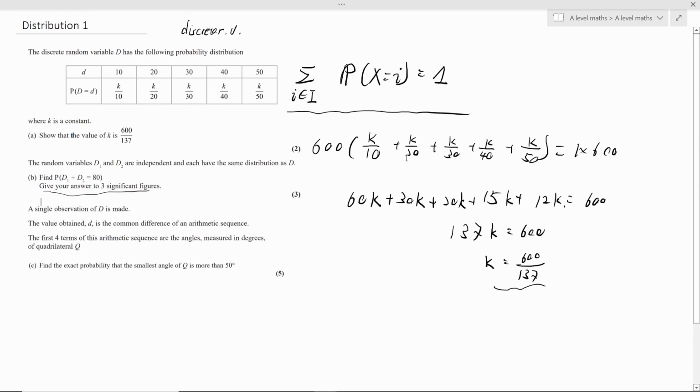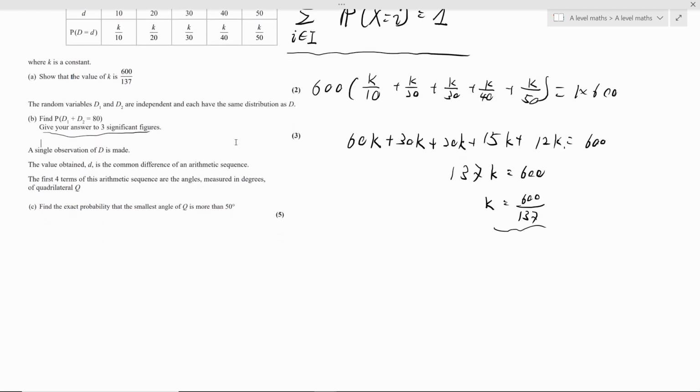Well, that basically means: how many combinations of D1 and D2 give a sum of 80? Easy one. Let's say D1 is 50 and D2 is 30. That could be one, yes, because 50 plus 30 is 80. What about D1 is 40, then D2 is 40. And then D1 is 30, D2 is 50. All of those combinations give us a sum of 80.